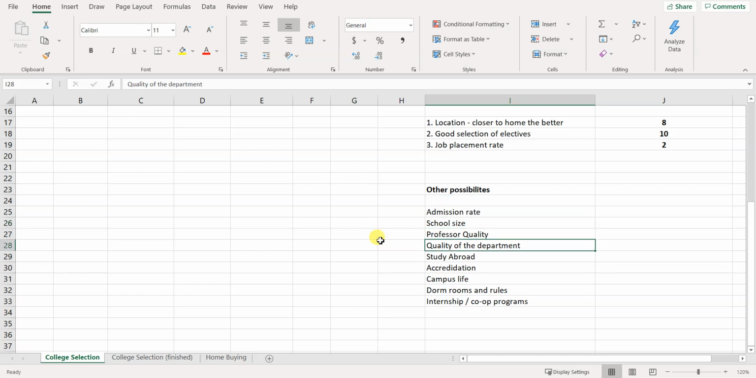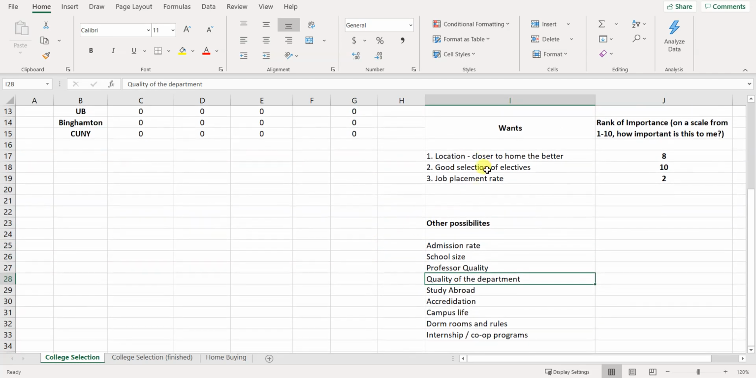Professor quality, the quality of the department: whatever you're going into, do they have a real good department? And actually, I realized this was closely related to my choice of selection of electives. The schools that I looked at did have good mechanical or aerospace departments. Again, I wasn't really that picky. I didn't include it. Study abroad program, are you interested in doing that? And does that school have a good one?